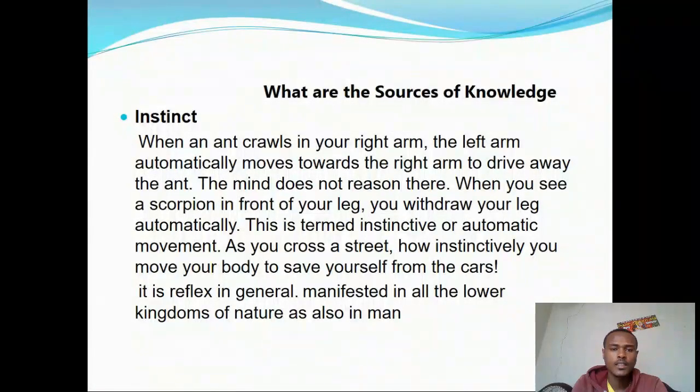Another one is, what are the sources of knowledge? Sources of knowledge are divided into two: intrinsic and extrinsic. When we see instinct, it means when an ant crawls on your right arm, the left arm automatically moves towards the right arm. For example, if you are crawled on by an ant, the left arm will move automatically in order to drive away the ant. This is the reality.